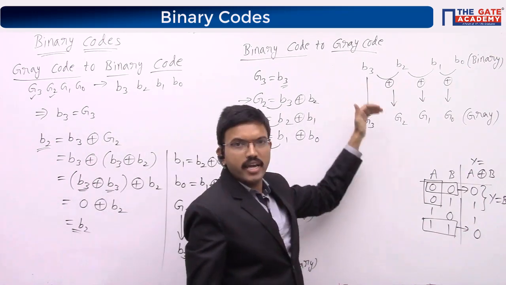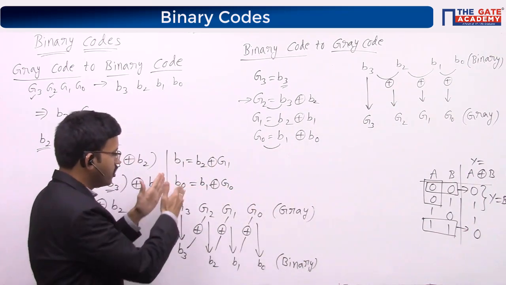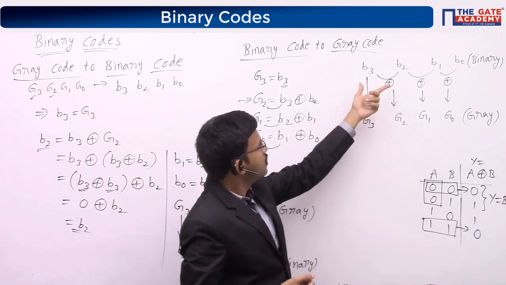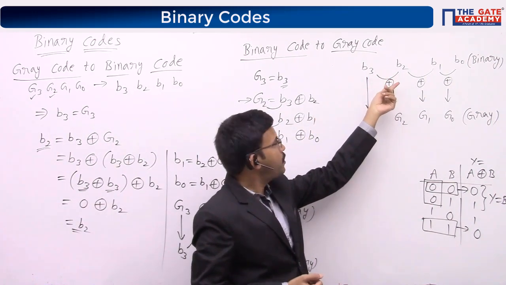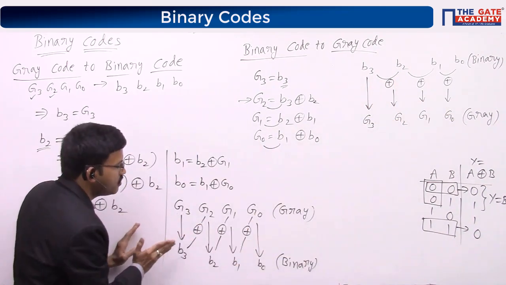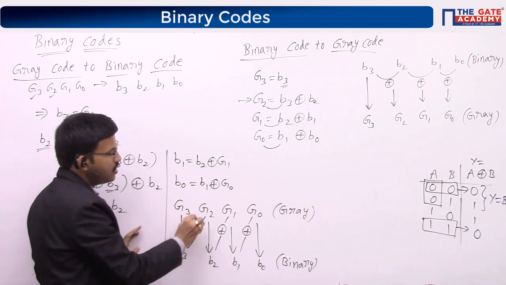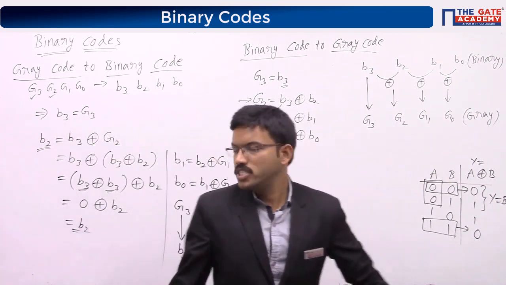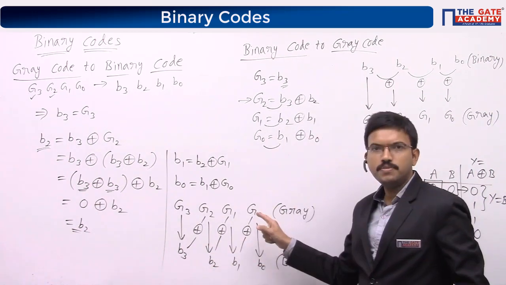Just remember these two architectures. While converting from binary to gray or from gray to binary, we will copy the MSB bit as it is. From binary to gray code, on successive bits we will perform XOR and we will get the corresponding gray code bits. Whereas from gray to binary, we will perform XOR diagonally and we will get the corresponding binary bits.